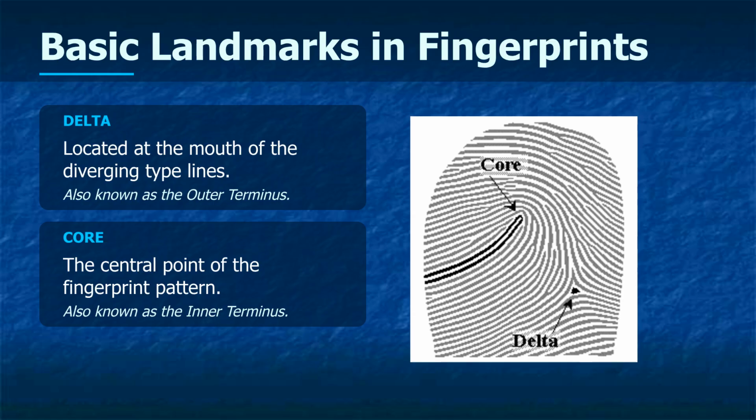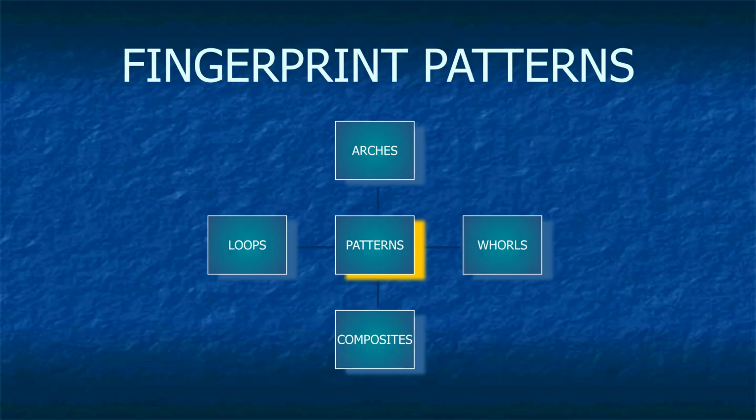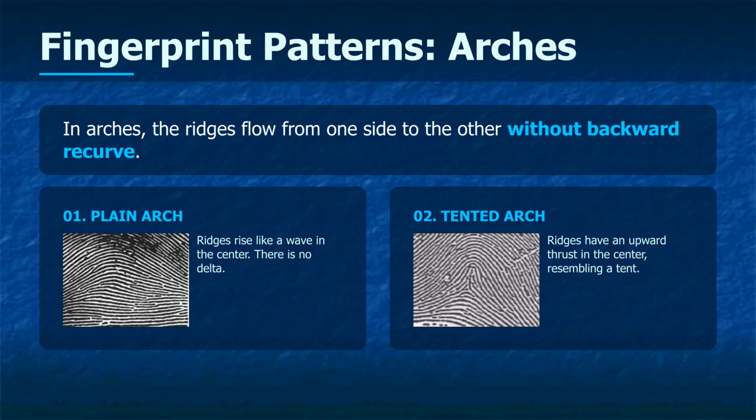The delta, also known as the outer terminus, is at the mouth of diverging type lines. The core, or inner terminus, is the central point of the fingerprint pattern. Fingerprint patterns are broadly classified into arches, loops, whorls, and composites. We will explore each pattern further in the video. First, we look at arch patterns.